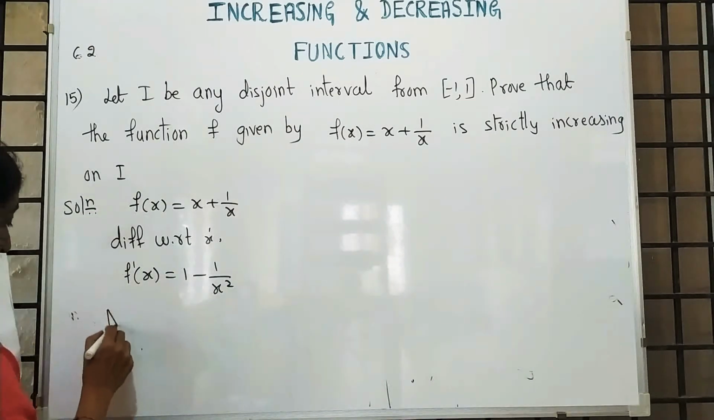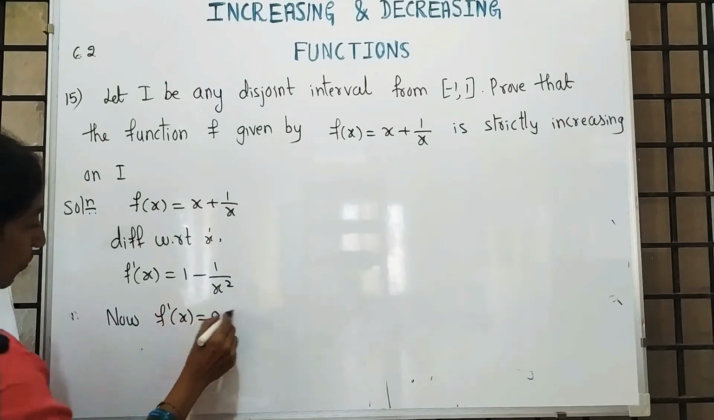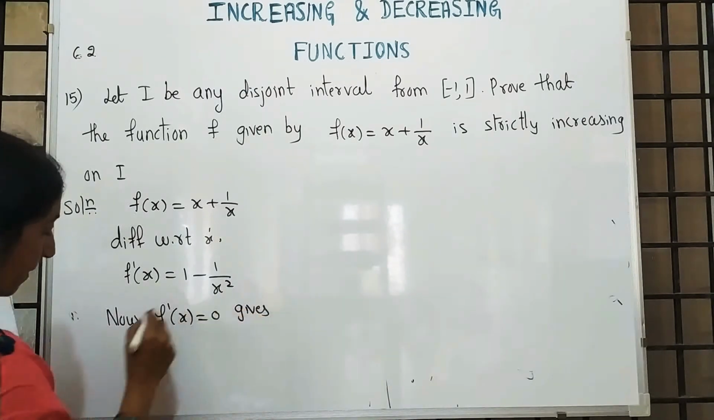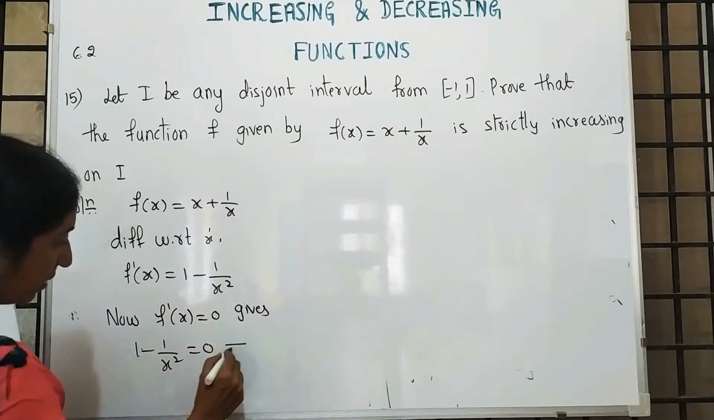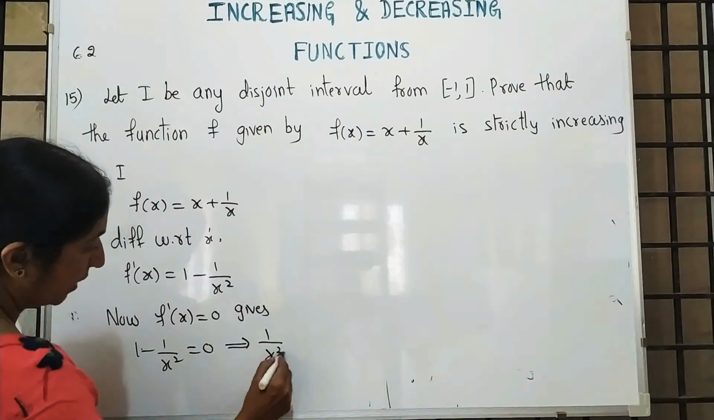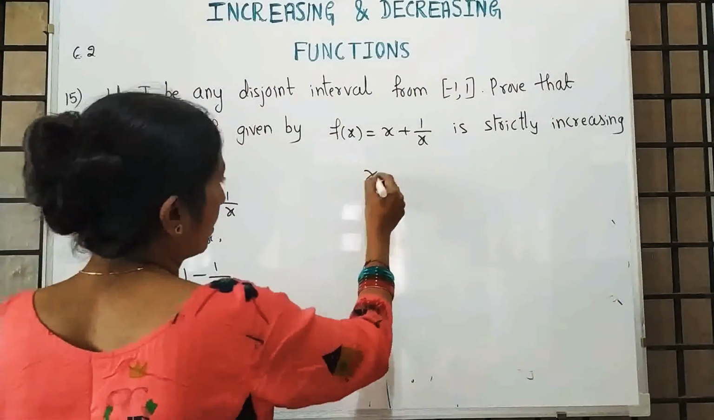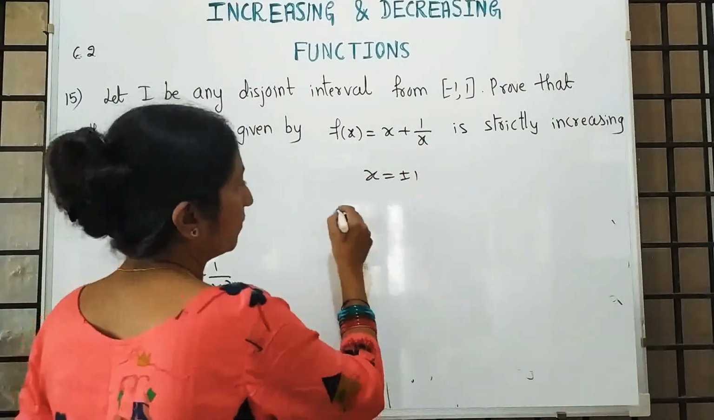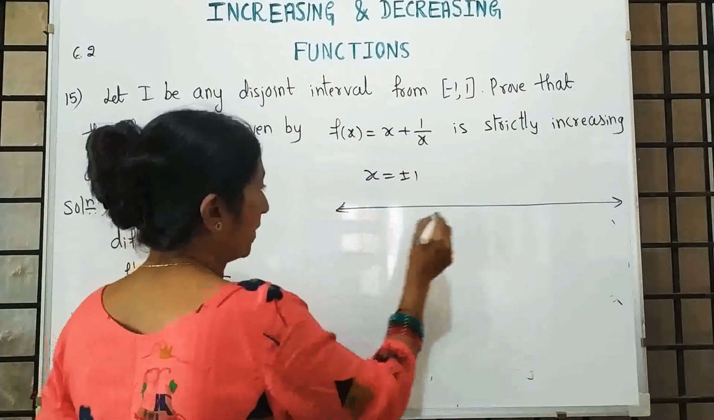Now f dash of x is equal to 0 gives 1 minus 1 by x square is equal to 0. That is 1 by x square is equal to 1. x square is 1, x is equal to plus or minus 1. That means for x we have two values. One is plus 1, another one is minus 1.